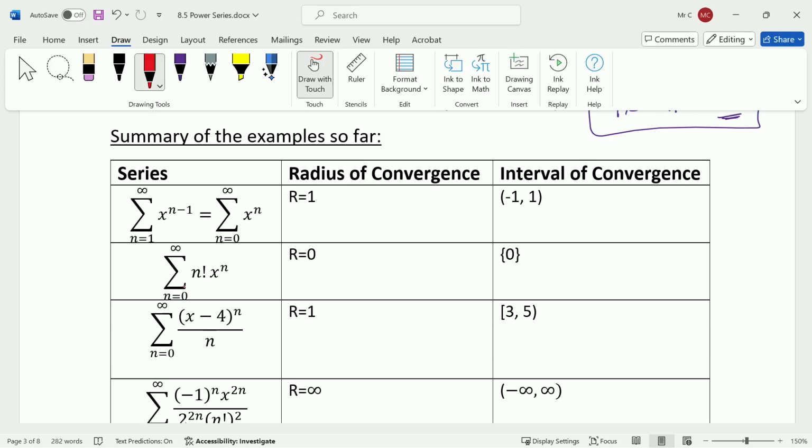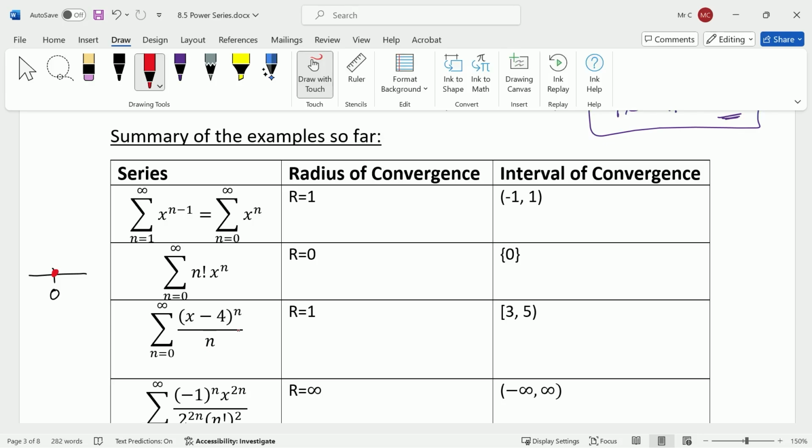Now the sum from n equals 0 to infinity of n factorial times x to the n power, we found that that converged on a radius of length 0 because it only converged at the point 0. So if I have a series that only converges at a single point, there is no distance away from that it converges. So in that case, we say the radius of convergence is 0.